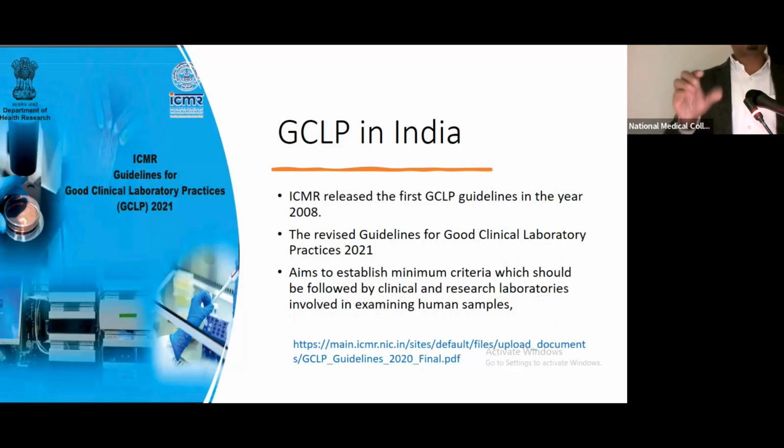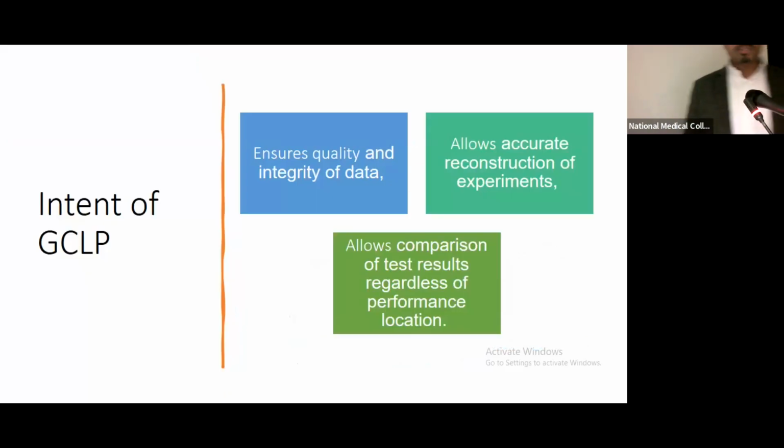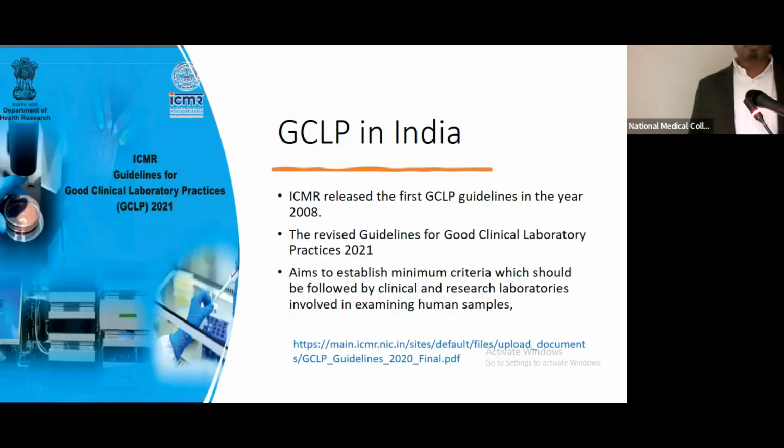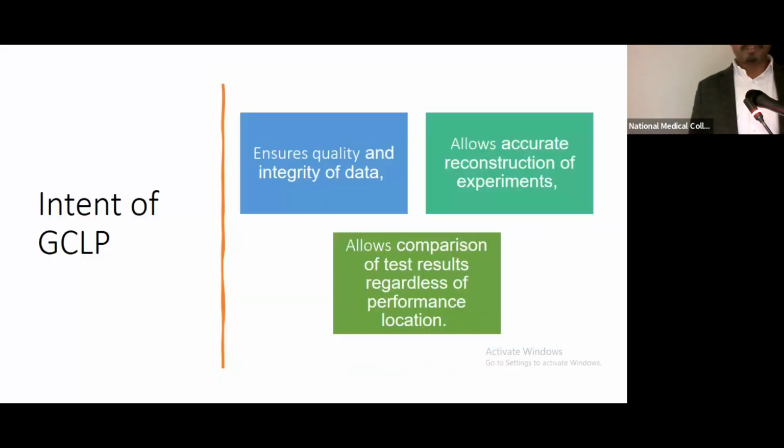So there is only a small difference between GLP and GCLP. GLP applies to all kinds of labs, whereas GCLP applies only to clinical labs, clinical research labs, which are involved in generating results for application on patients. The entire document is available for free download. It's about 180 pages. I tried to summarize it in a very few slides so that we can understand the gist of it. So what is the intent of GCLP?